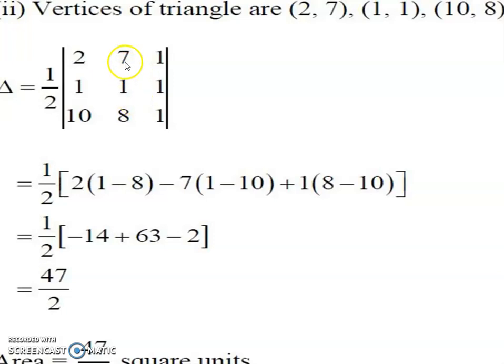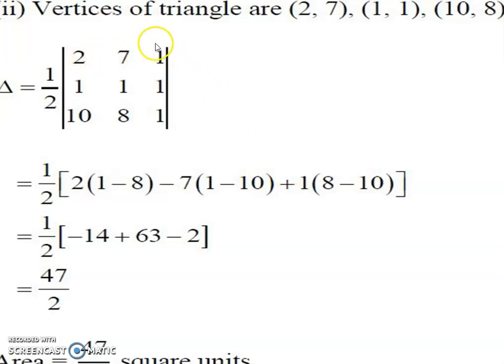So what should we have to take? This column is skipped. This column row is skipped. What is 1 into 1? 1. 10 into 1, minus 10. That's right. Next one, plus 1 is there. Obviously, this is the coefficient of that row 1. So what is the 1 remaining there?